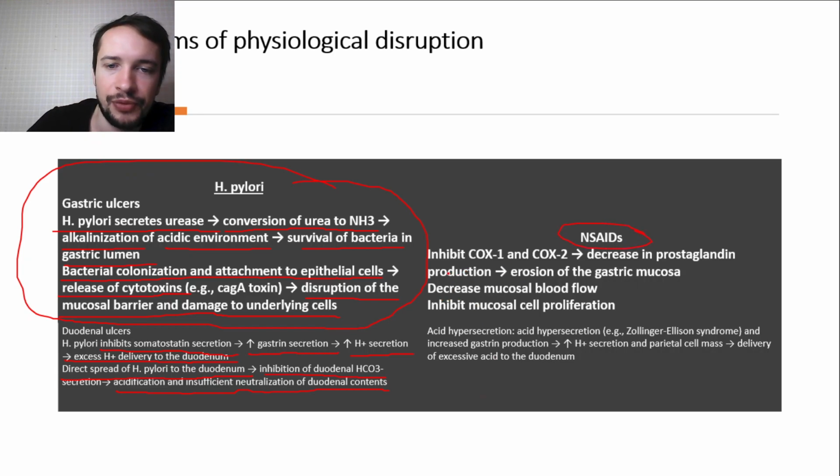What about NSAIDs? They inhibit COX-1 and COX-2, decrease prostaglandin production, cause erosion of the gastric mucosa, decrease mucosal blood flow, and inhibit mucosal cell proliferation. What about the duodenum? Acid hypersecretion, for example in Zollinger-Ellison syndrome, with increased gastrin production, H plus secretion, and parietal cell mass, and delivery of excessive acid to the duodenum.